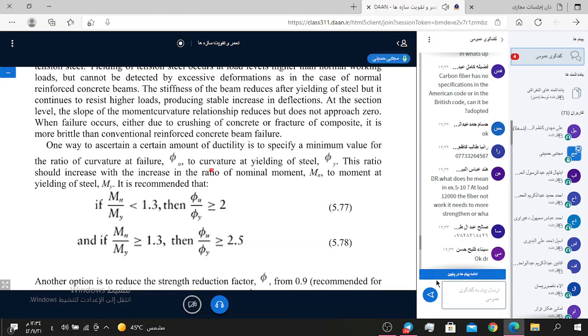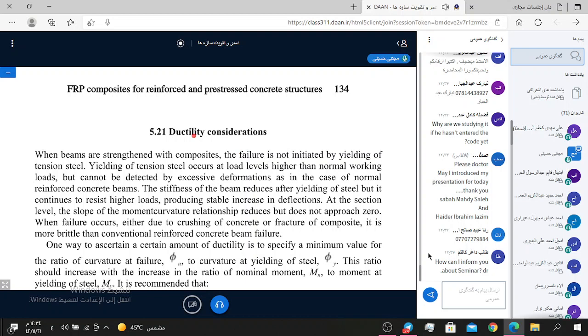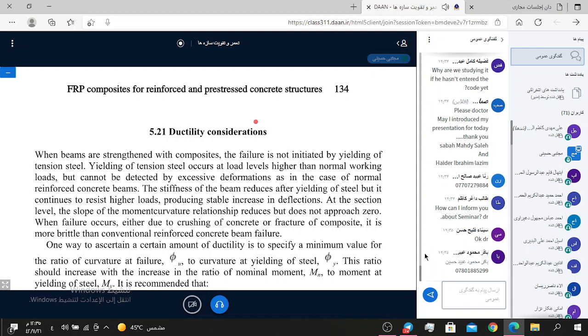And in here also about ductility, ductility is a special property, and we prefer using ductile material. Okay, and in here we studied ductility considerations. ملاحظات شکل پذیری. The meaning in Persian is ملاحظات شکل پذیری.